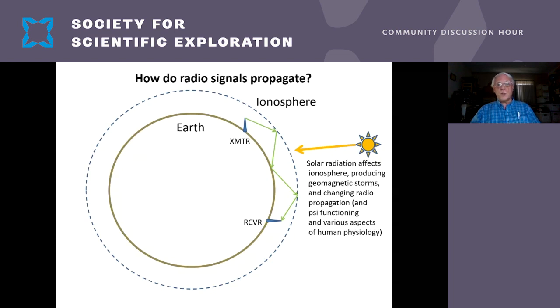Now, that's been known for a long time, but more recently, it's been discovered that if you look at the measures of geomagnetic storms, you also see correlations with psi functioning, for example, the dream telepathy experiments of Stan Krippner, and various aspects of human physiology like heart rate variability. So it looks like some of the same factors are affecting not only radio signals, but are affecting some of the more anomalous phenomena that we want to look at. And so a system that can measure what's going on might be quite useful for anomalies research as well as for radio research.